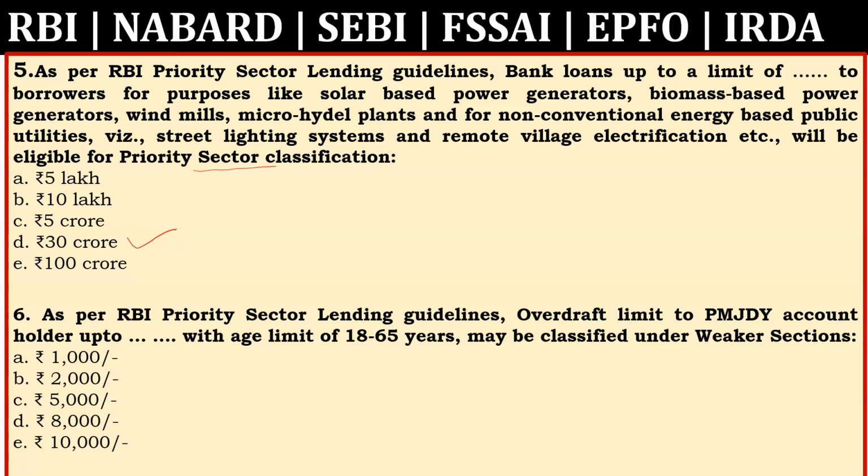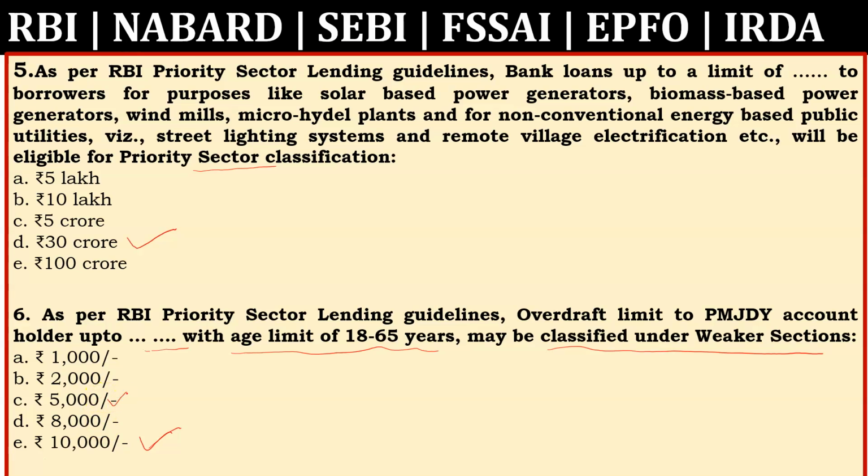As per RBI priority sector lending guidelines, the overdraft limit to a PMJDY account holder, with an age limit of 18 to 65 years, may be classified under weaker sections. The options are 1000, 2000, 5000, 8000, 10,000. Currently the overdraft limit is 10,000, so 10,000 is the right answer.